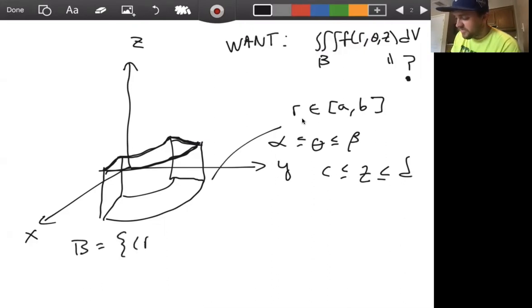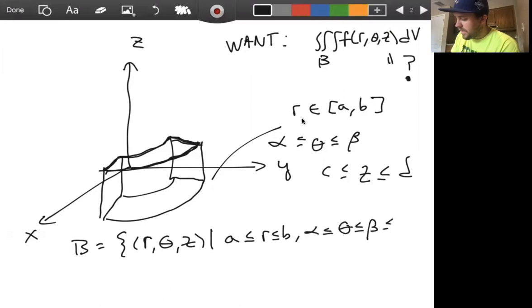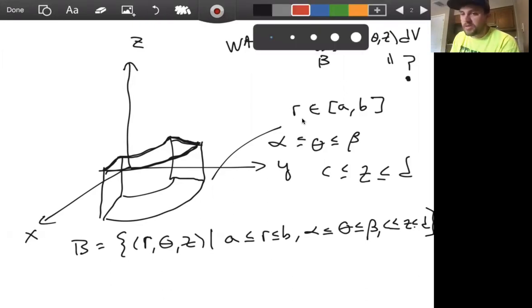And so B is the set of triples r, theta, z such that r is between a and b, theta is between alpha and beta, and z is between c and d, right? And so this is how we're describing the box B. And how have we defined the integral in the past? Well, we introduce a partition, right?